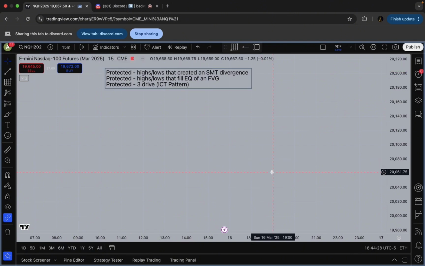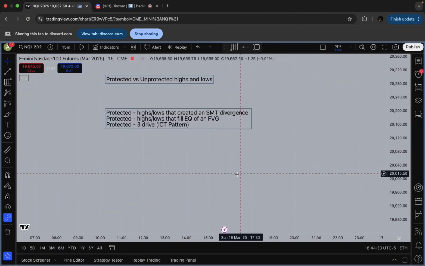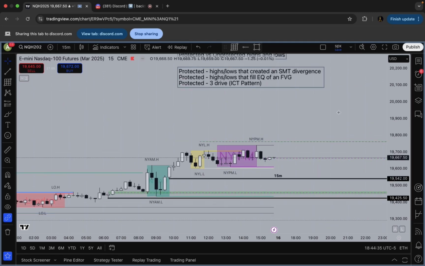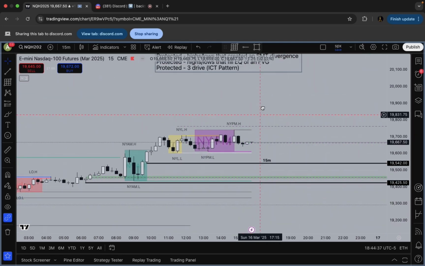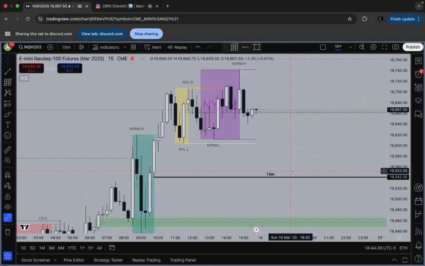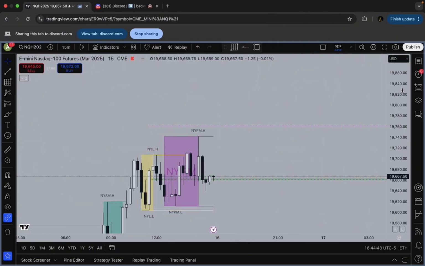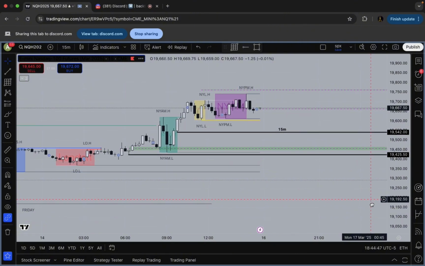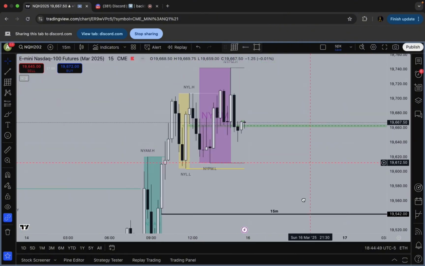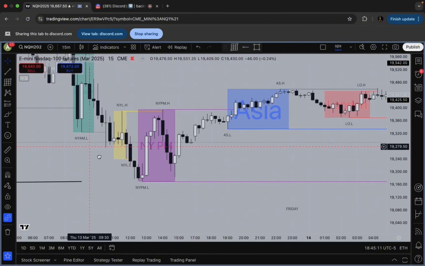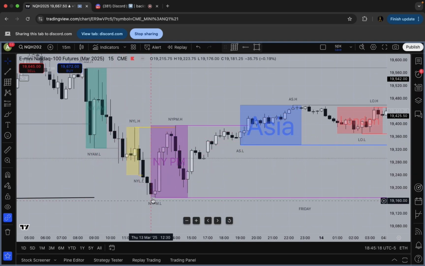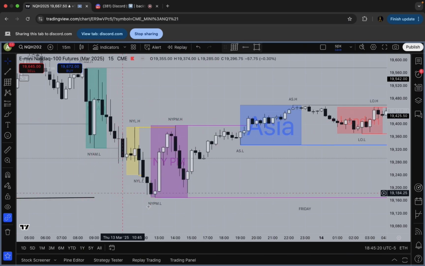So another example of a protected high or low is when the market gives us a 3-drive pattern. This is when the market sweeps the same internal high 3 times. I don't pattern trade this, and I really don't utilize this in my trading as much, but I know some traders do. But let me give you an example of what that would look like. So here we see New York AM puts in the swing low. We take it out, once again put in the swing low, and then take it out again. So this would be a 3-drive pattern.